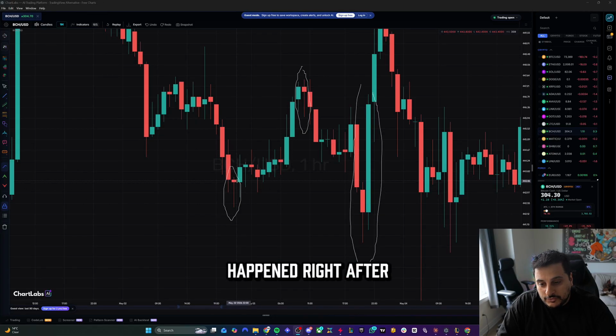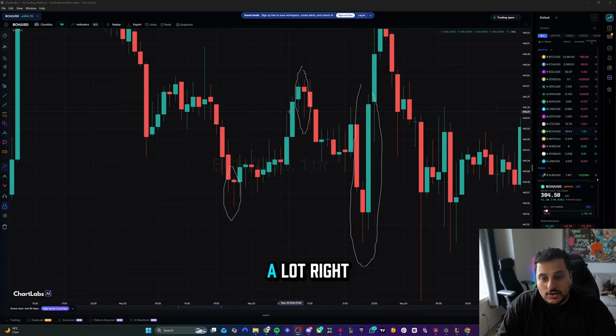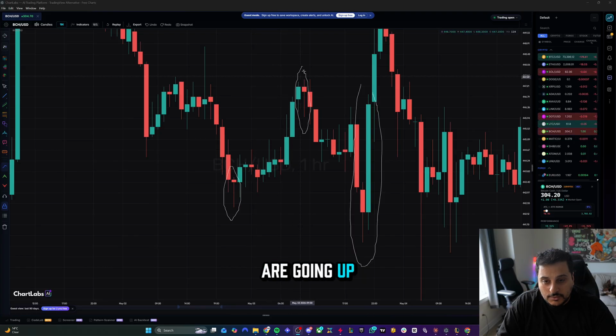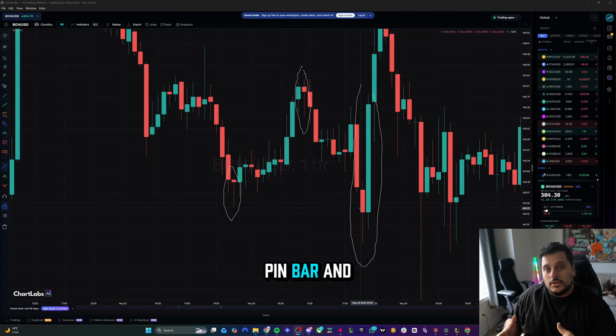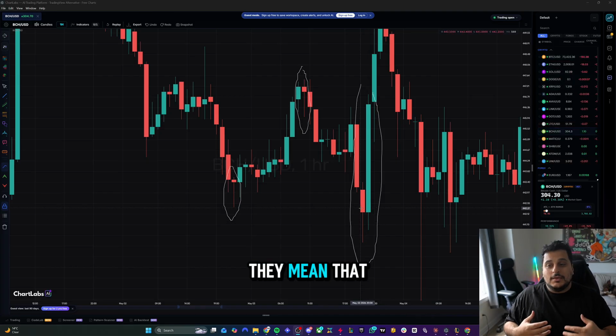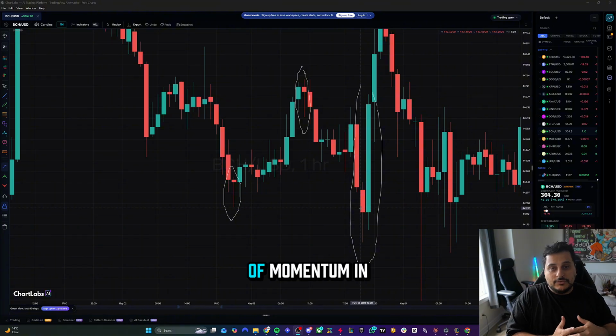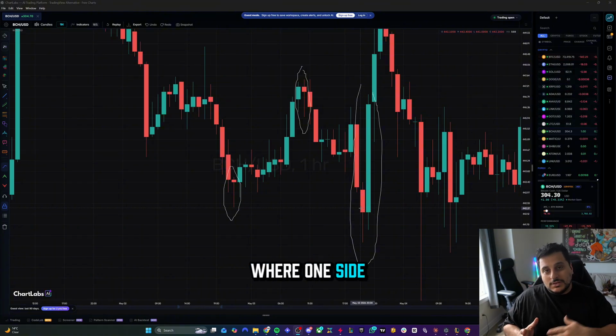And then what happened right after the pin bar? We started going bullish again. And this is a pattern that you're going to see a lot, right? So we see over here, price started going up. We saw a little bit of a pin bar, and then the sellers took control right after. So usually a pin bar and a doji mean that there's going to be a shift of momentum in the market where one side flips the other side.